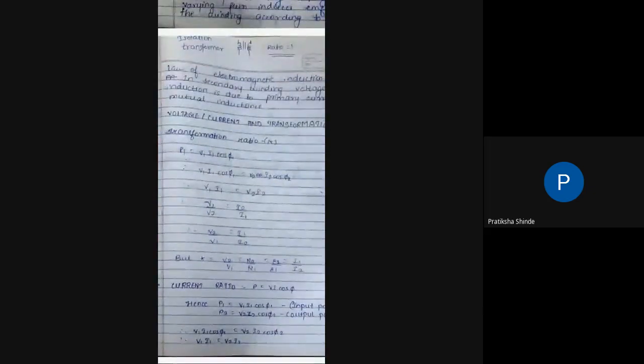The transformation ratio is called K, where K is equal to V2 upon V1, or it can be equal to N2 upon N1, or it is also equal to E2 upon E1. But current is I1 upon I2. Why is current I1 upon I2? Because from the above equation we have calculated that current is inversely related to the voltage.